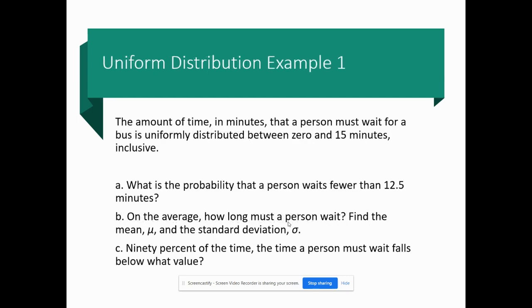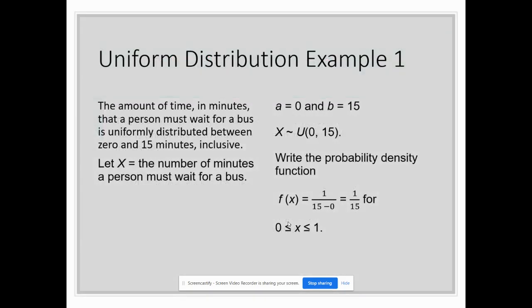The amount of time in minutes that a person must wait for a bus is uniformly distributed between 0 and 15 minutes inclusively. What is the probability that a person has to wait fewer than 12.5 minutes? On average, how long must a person wait? Really, you're going to find the mean and the standard deviation, and 90% of the time a person must wait, the time a person must wait falls between what value? Okay, so let's do the first one.